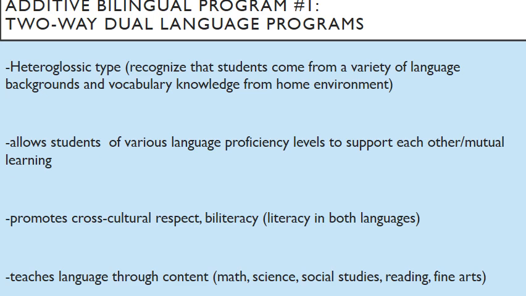Furthermore, the two-way dual language programs also promote cross-cultural respect and biliteracy. So that means being able to read and write in both languages. And so just on the surface level, because those students are learning two languages and there's not one dominant language over the other, that encourages cross-cultural respect and a value for different ideas, different languages, different cultures. And so that's one benefit of this two-way dual language program.